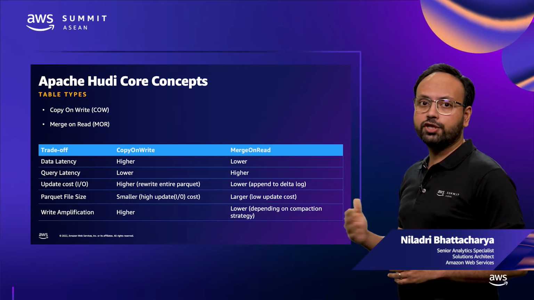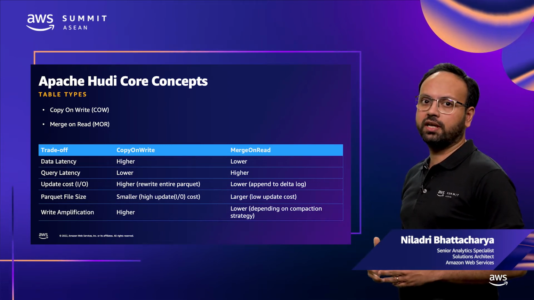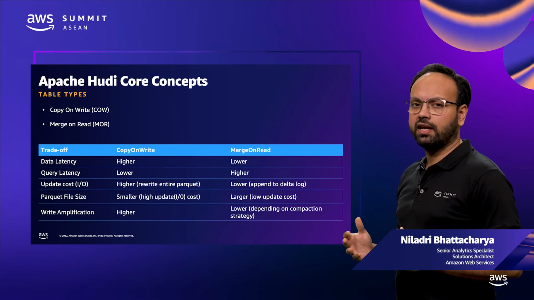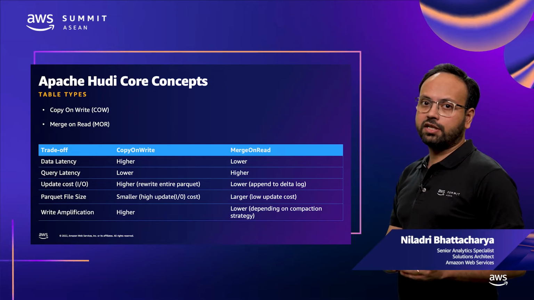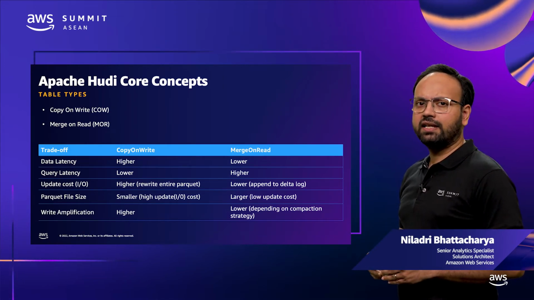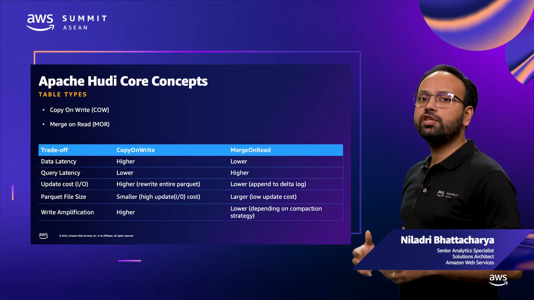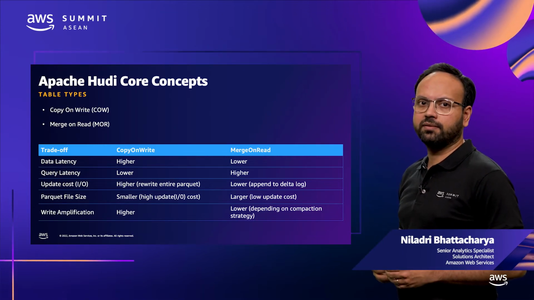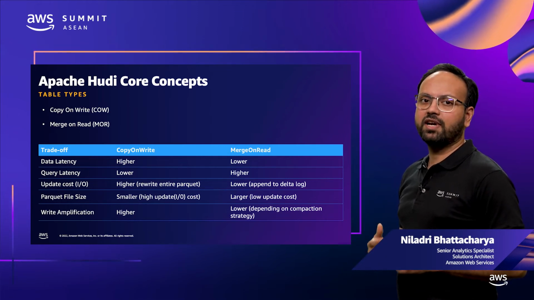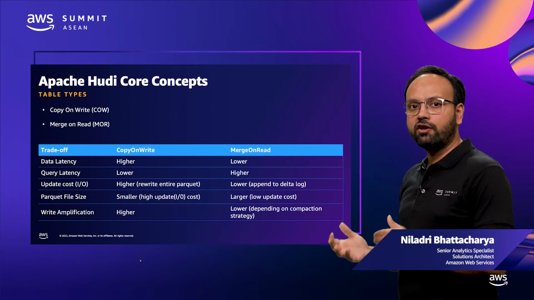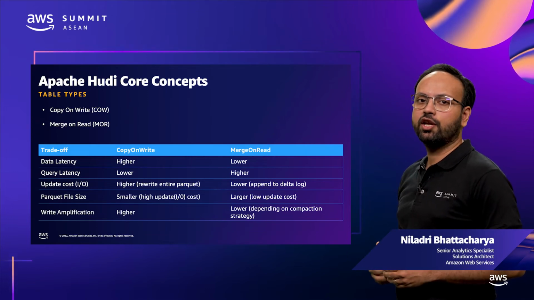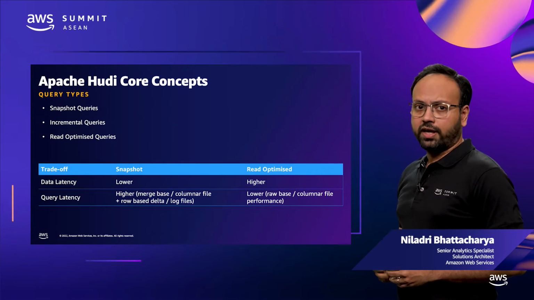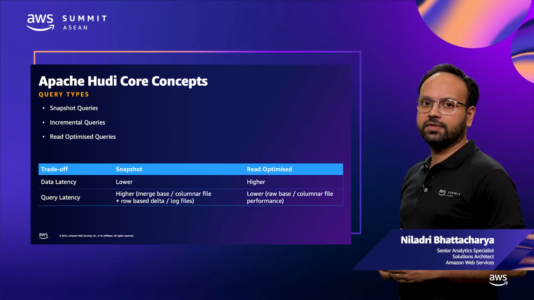Then you have merge on read tables, which store data using a combination of columnar and row-based file formats like Avro. Now, updates are logged to delta files and later compacted to produce new versions of columnar files synchronously or asynchronously. Thus, this table type attempts to balance read and write amplification intelligently to provide near real-time data. Okay, now let's understand the query types.